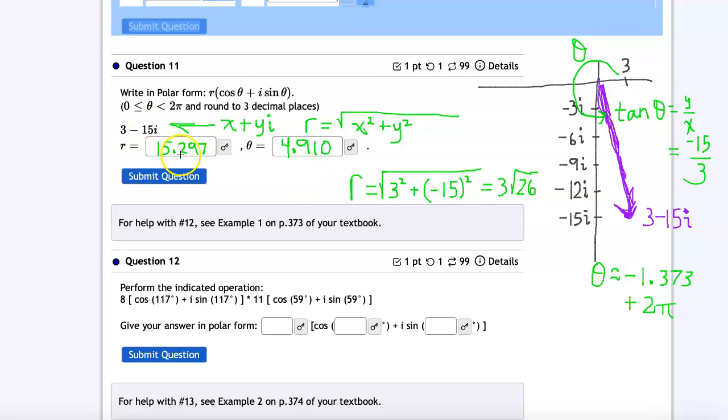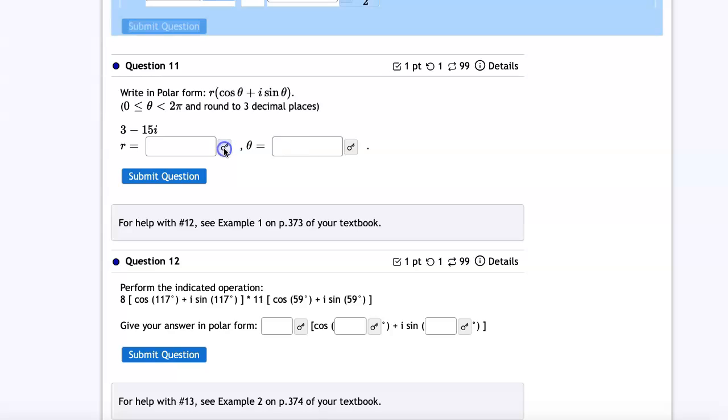So we have 15.297 and 4.910. They only wrote 4.91. It is 4.910. We are rounding to 3 decimal places. Okay, so that's it for 8.2. The next lecture will cover 8.3.